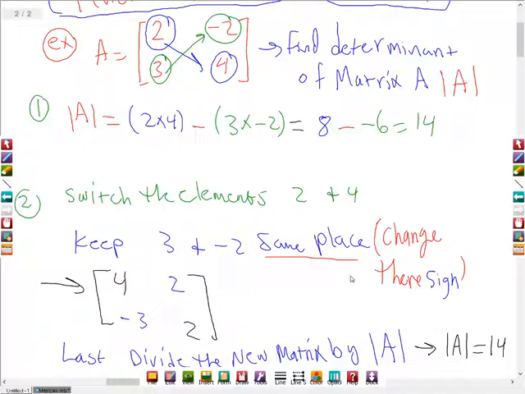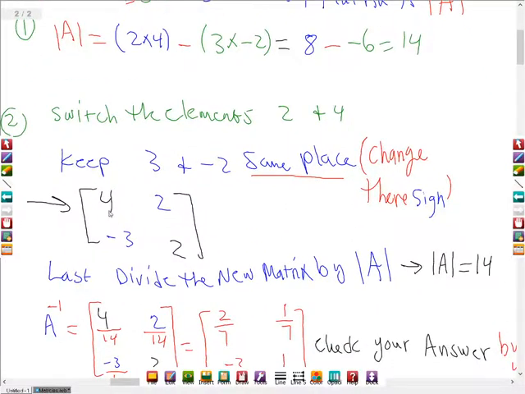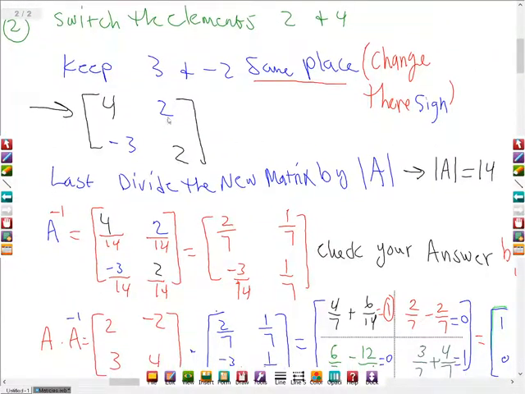That's it? No, that's not it. The determinant we found is 14. We switch the places of the first and the last, then we change the sign of the other diagonal. Guess what? We're going to divide each term of these by the determinant. 4 over 14, which is the determinant. Divide each numerator by the determinant of A, which is 14. 2 over 14, then 3 over 14, negative 3 over 14, 2 over 14.